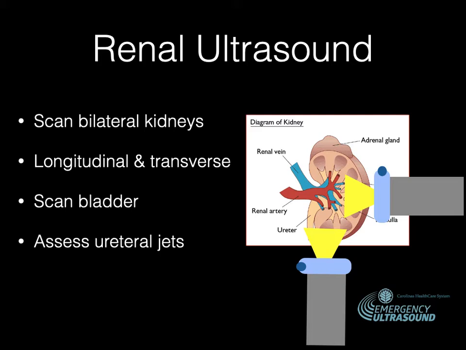So what's our protocol for scanning the kidneys? First, we want to make sure that we're scanning the kidneys bilaterally. We want to look in both the longitudinal and the transverse planes. I want to scan the bladder. I want to assess for the ureteral jets. When we're scanning the kidneys, we're going to scan from approximately the posterior axillary line. Remember, it's almost like you're doing a FAST exam, but instead of focusing in on Morrison's pouch or the parasplenic recess, we're looking specifically at the kidneys.